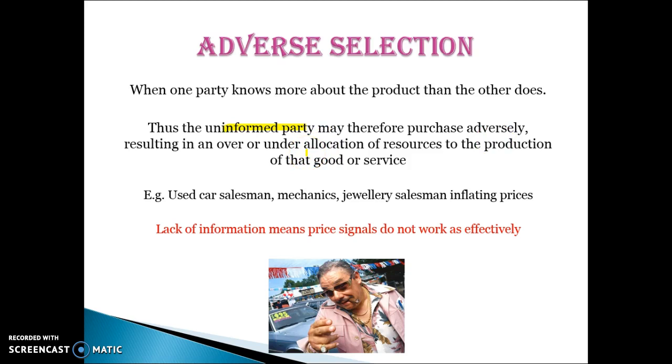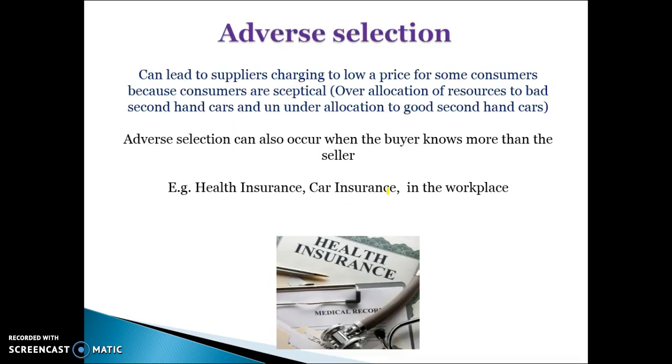Good examples would be used car salesmen. They might sell you cars that have features that you didn't know about. Mechanics say there's things wrong with your car that aren't, so they can get more money. Jewelry salesmen quote that things are 10 karat gold when they're not. And that all leads to a lack of information, which means price signals are not working to maximize our living standards or maximize efficiency, which basically is a fancy way of saying that prices don't reflect the true values of things and prevent us from making rational decisions.